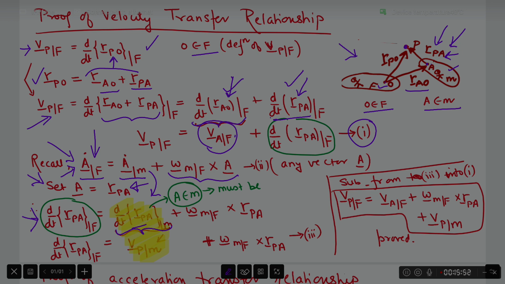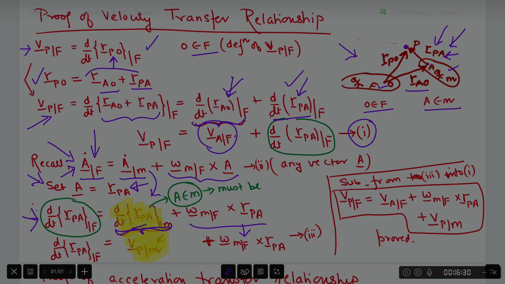While commenting on the contents of the previous slide, I did mention that both the velocity transfer relationship and the acceleration transfer relationship use an intermediate point A, which has to be fixed in the intermediate frame. And you see the importance of this when I replace this expression by Vpm itself. And then this term just remains unchanged. I call this equation number 3. This I called equation number 2.